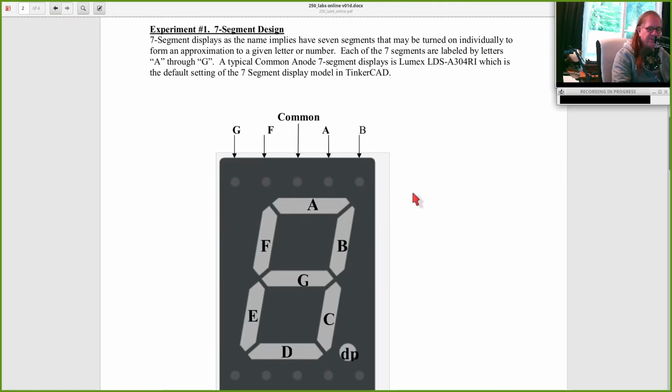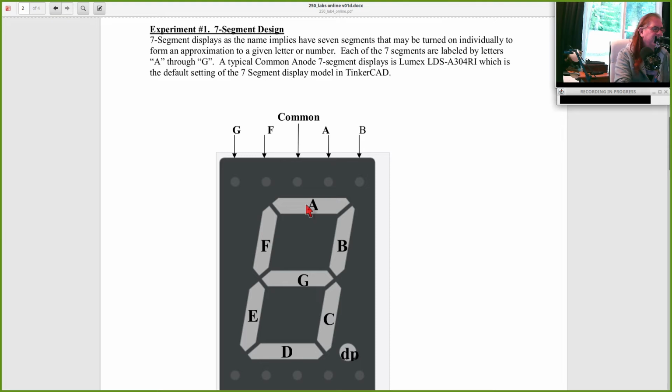So the first experiment is to play with what's called a 7-segment display. This is a device that has 7 or 8 LEDs inside it, arranged in a way so that you can make different symbols by lighting or not lighting different ones of these LEDs. So the LEDs are labeled A through G. DP is a decimal point, we don't have to worry about that.